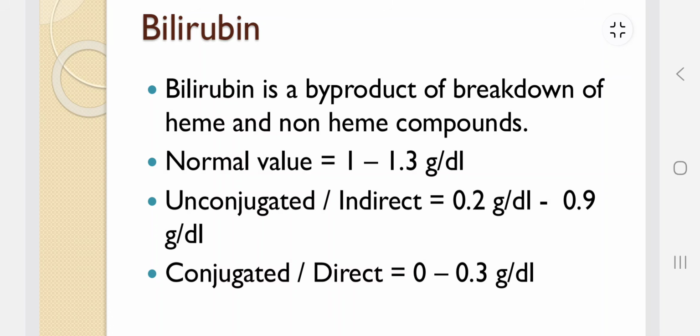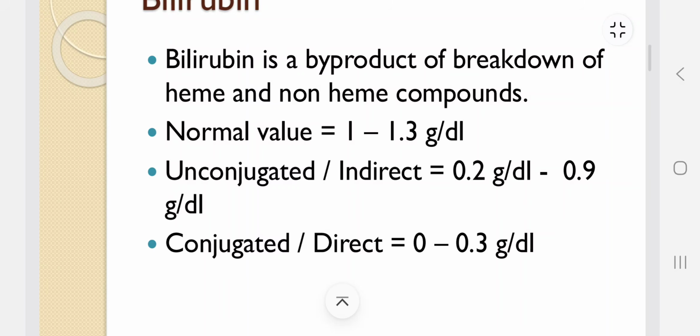Bilirubin. Bilirubin is a byproduct of breakdown of heme and non-heme compounds. Heme compounds are those which are formed by the hemolysis of the RBC. During the breakdown of the RBC, it divides into heme and protoporphyrin. So, heme undergoes further metabolism to form bilirubin. Non-heme compounds include myoglobin, which further helps in the synthesis of bilirubin. But the bilirubin synthesis from the heme is about 90% of the total bilirubin, while non-heme compounds contribute a very low amount of bilirubin.